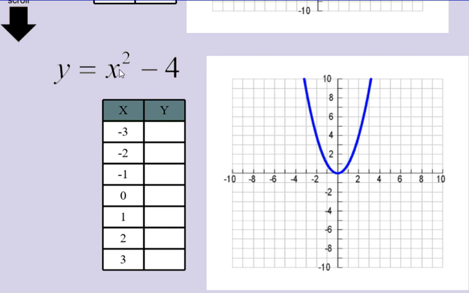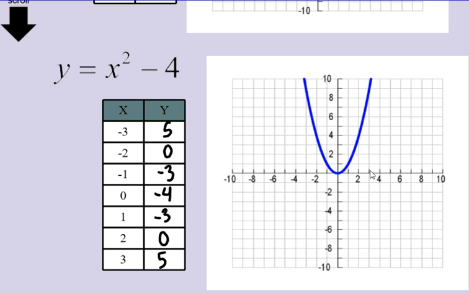Put 3 in there. 3 squared is 9. 9 minus 4 is 5. 2 in there. 2 squared is 4. 4 minus 4 is 0. Put 1 in there. 1 squared is 1. 1 minus 4 is negative 3. 0 in there. 0 squared is 0. 0 minus 4 is negative 4. Then the mirror image will just be copying these in reverse order. Negative 3, 0, 5, and plot your points.